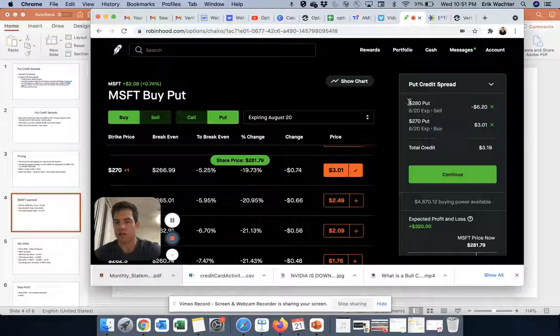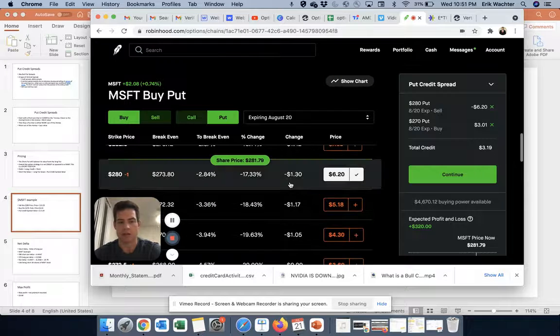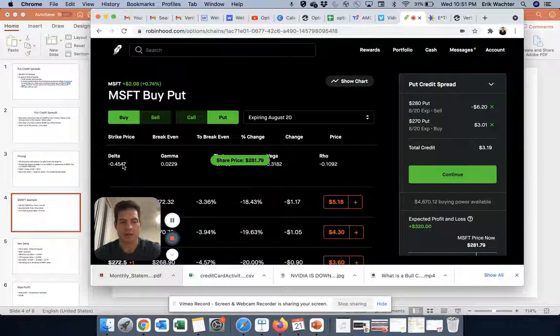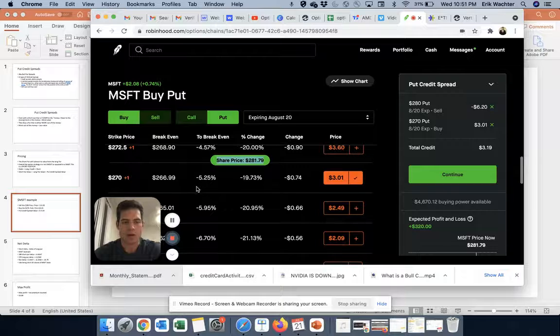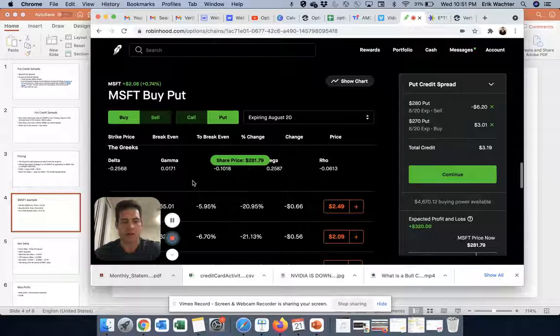We're selling the closer-to-the-money 280 put, and I can show you that by looking at its delta. The delta here is 45. Obviously, the higher the delta, the more in the money the option is. Now let's look at the 270 delta: 25. 45 is greater than 25. I know puts have negative deltas, FYI. So we're selling the 280 and buying the 270, and we get a total credit. Notice this says credit, not debit. Remember, credit means short. Total credit of $3.19.